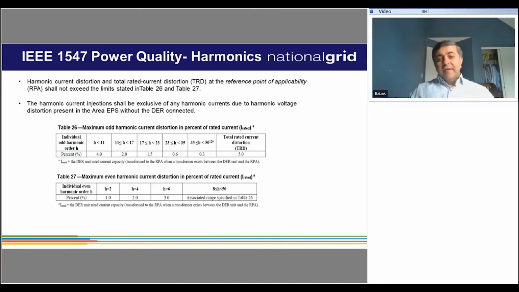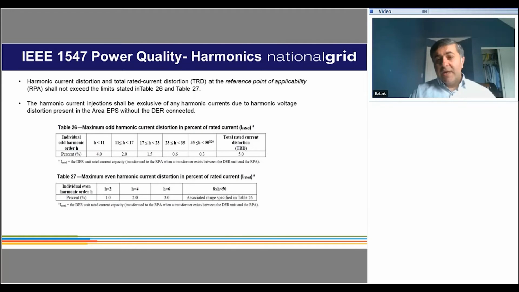I don't have another slide on this, but just to let you know, interharmonics are also addressed in 1547. Say third harmonic, fourth harmonic, but how about interharmonics, the frequency spectrum between those two integer numbers? The limit is also defined in the standard.